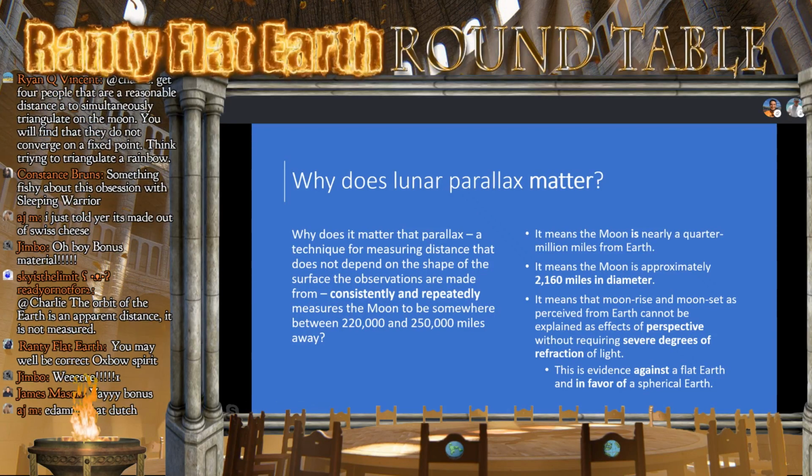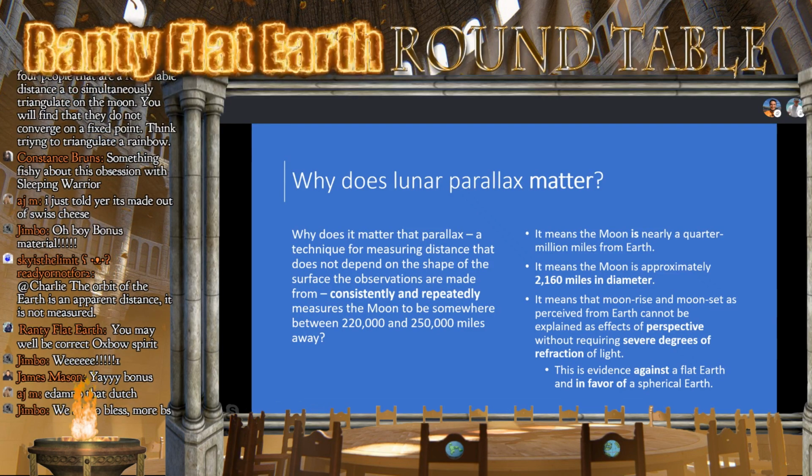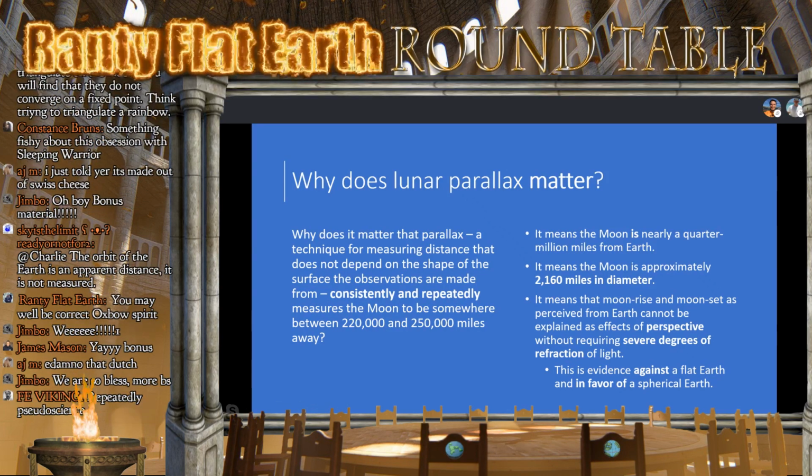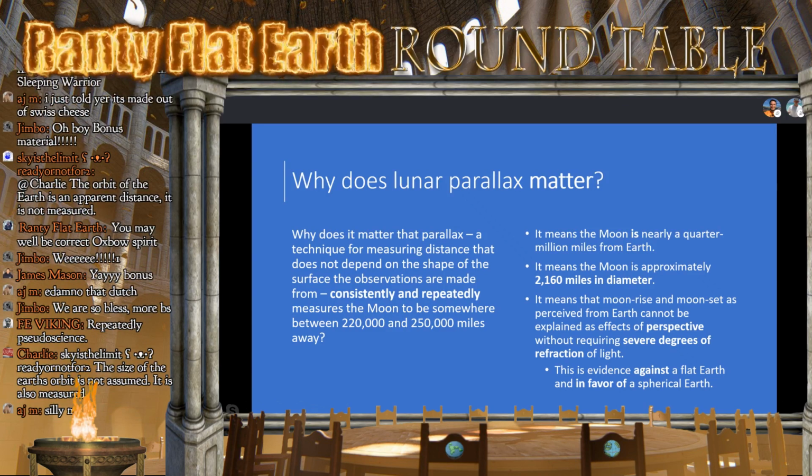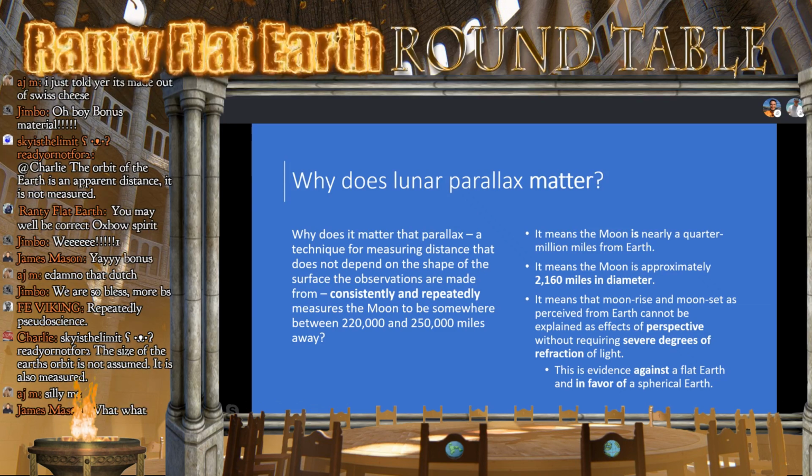These two things combined mean that moonrise and moonset, as seen from Earth, cannot be explained merely as effects of perspective without requiring severe amounts of refraction of light. Severe refraction. If you were to model this out on a flat Earth and have the moon being 250,000 miles away, the moon would almost always appear more than 85 degrees above the horizon.